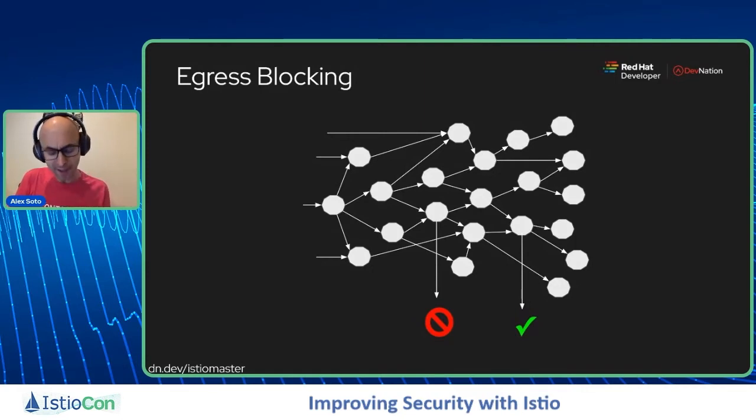The reason for that is that, well, at the end, you do not want anyone to be able to use our nodes to do Bitcoin mining, right? So we want to avoid external access and just permit specific traffic, on a specific port, to a specific host, to go outside our mesh. This is egress blocking.